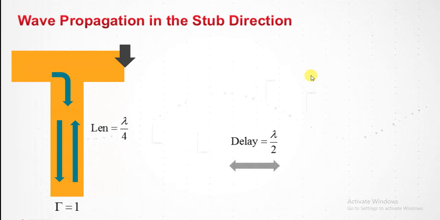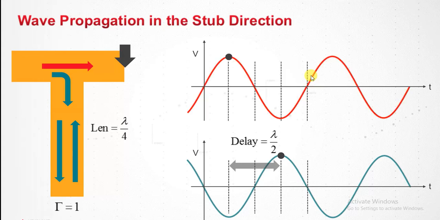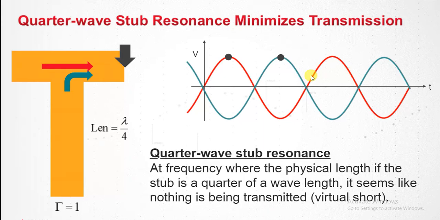And what does it look like at the black arrow? It looks like this. And the black dot is there showing the delay. Adding that to what we already have from the red straightforward path, we can see that it is a destructive interference. This is what we call a quarter wave stub resonance, where if the length is a quarter of a wavelength, then on the output side, it seems like nothing has been transmitted. It's a virtual short.